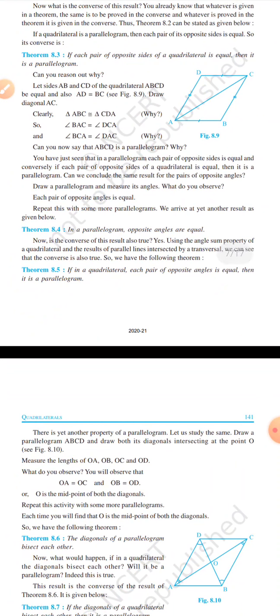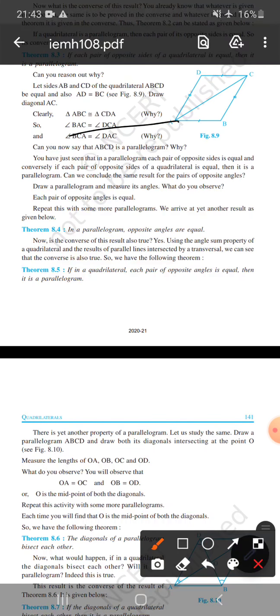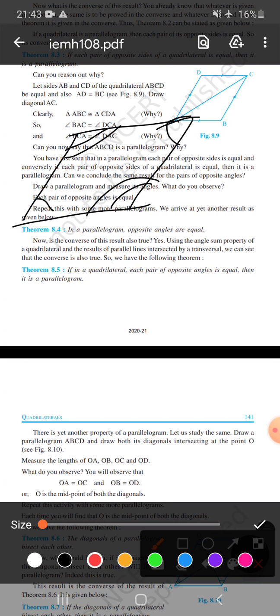Now next is, if in a quadrilateral each pair of opposite angles is equal, then it is a parallelogram. In this we are given that if this is a parallelogram and opposite angles are equal, then also it is a parallelogram. What we will do is, again we will draw a diagonal. We'll name this quadrilateral as ABCD.